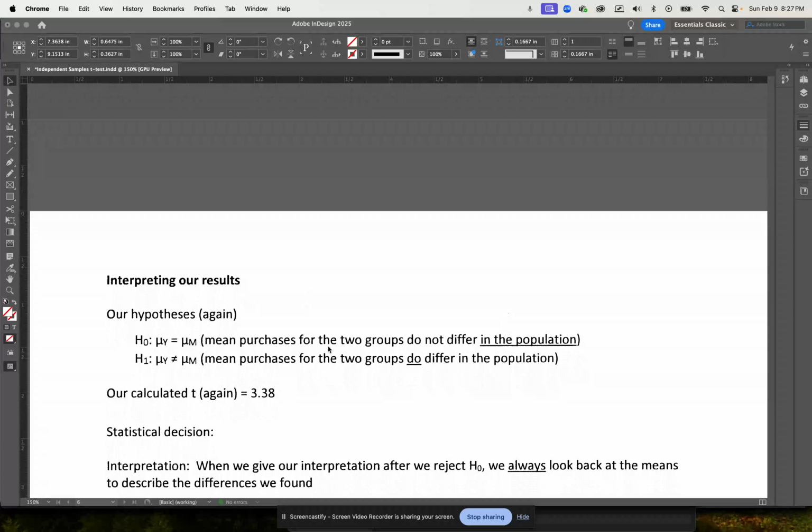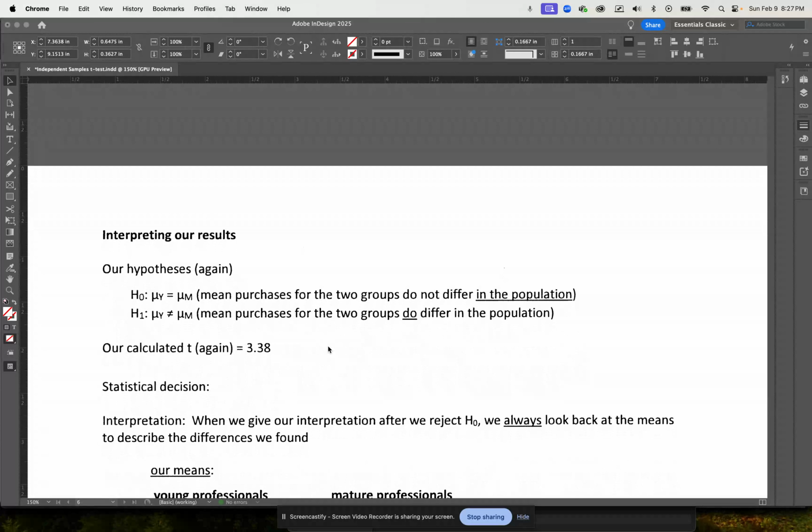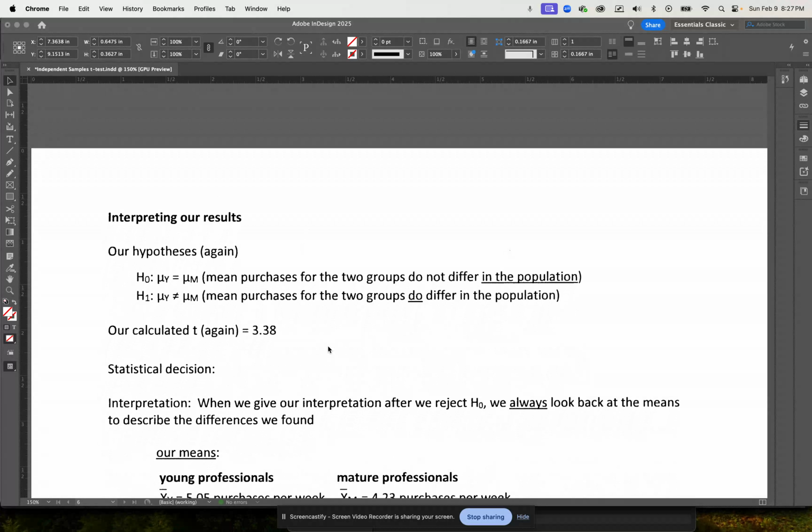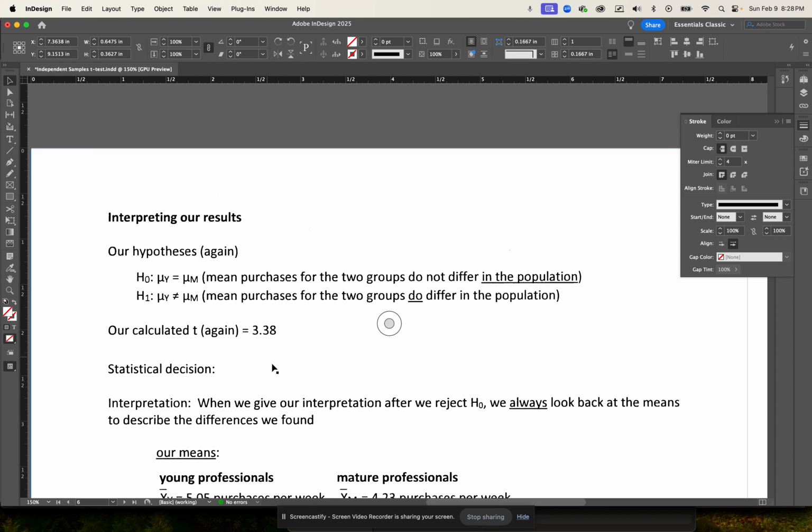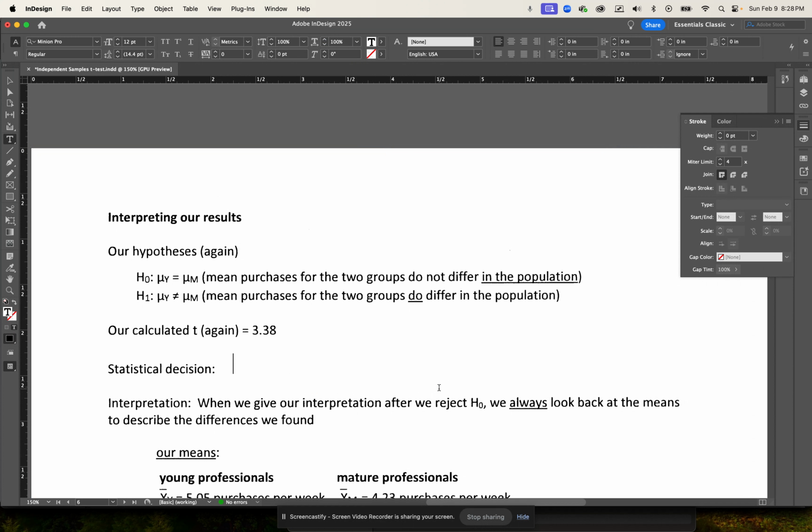Here is our hypothesis again. We're saying in the null hypothesis that there is no difference in the mean purchases for the two groups. And then the alternative is that there is a difference. And our calculated value is 3.38. And as we determined in the previous video, that is a large t value. So in this case, we are going to reject the null hypothesis.